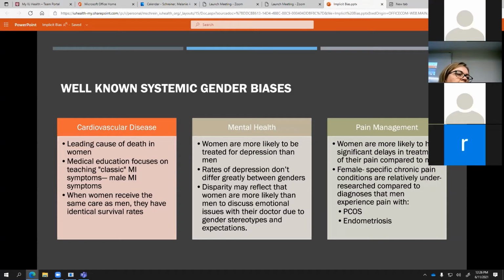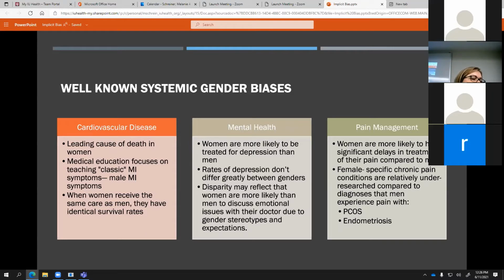Other well-known examples of gender biases include mental health. Women are more likely to be treated than men. There is some thought that there could be a cultural process at play here where women are taught that they are supposed to be in that emotionally vulnerable or open frame, whereas men are taught maybe that they need to be a little bit more closed and to not necessarily recognize or be vulnerable. And so there's that aspect to this.